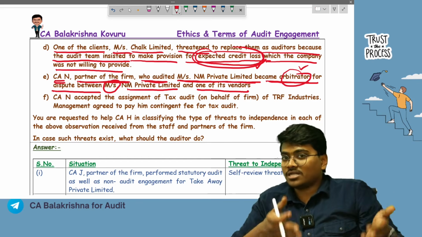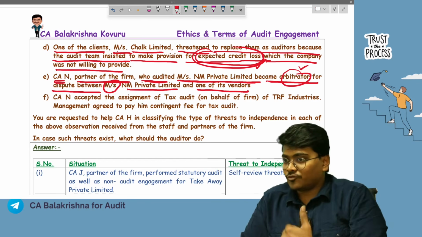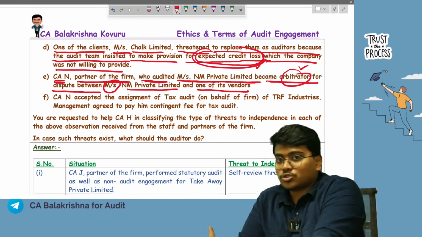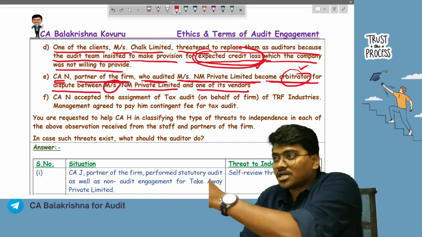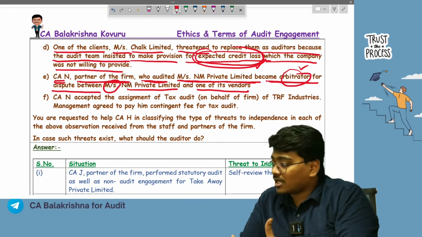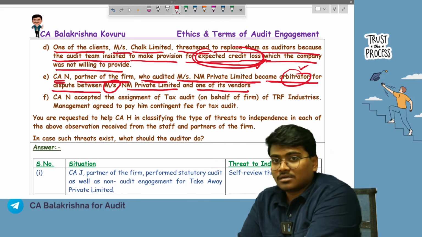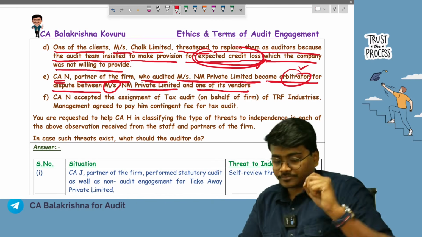So in this situation, our auditor is acting as an arbitrator. If you are auditing the client, you should not act as arbitrator for a dispute in which the client is involved. If you act as an arbitrator, it means that you are advocating for the client. It will create an advocacy threat. Got it?